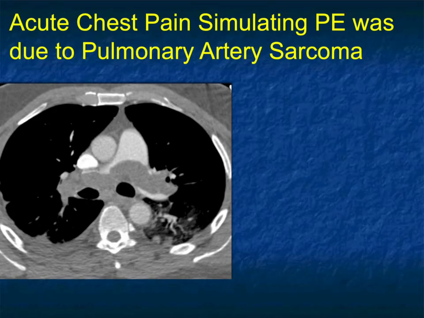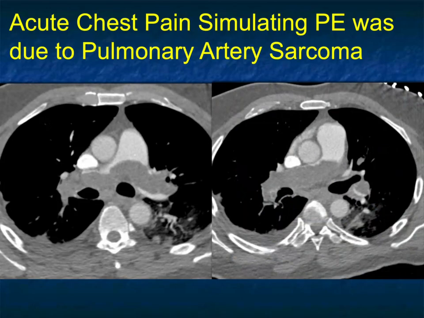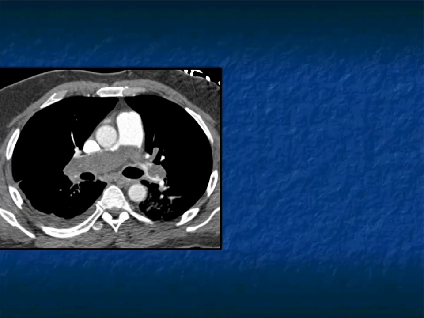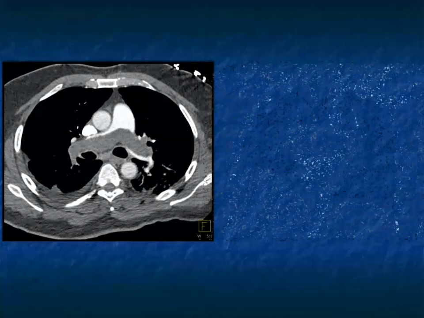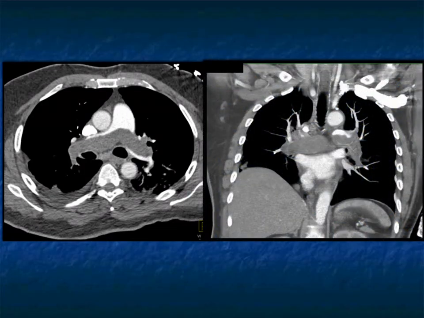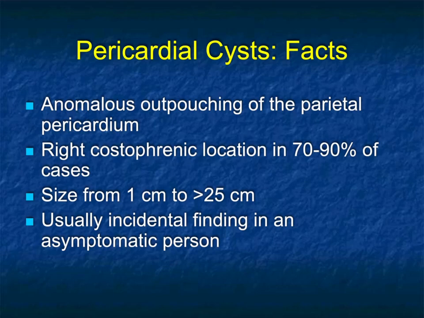Here's a more classic one. This looks like a saddle embolism, but when you look carefully, it's just too bulky. It's expanding the pulmonary arteries. Really, really extensive. This would be the largest PE you ever saw. We all see saddle PEs, but it doesn't fill in the vessels that much. And again, as I mentioned, the patient does not respond to therapy. So pulmonary artery sarcoma, most of the ones I've seen look just like this.